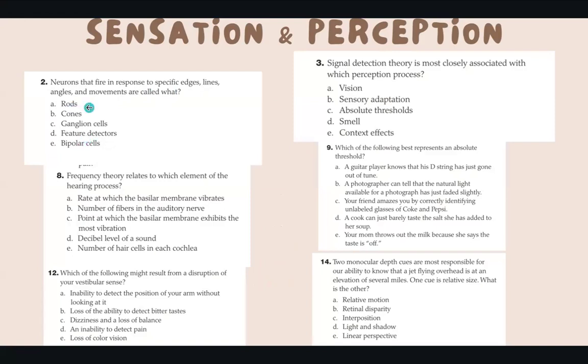Rods and cones are on your retina, and they are the photoreceptors, right? Rods and cones send their signal to bipolar cells, and then the signals go to ganglion cells, and then to your optic nerve and your brain. Feature detectors are, I think, in your visual cortex, and they respond to edges, lines, and angles. So they detect the features of what you're seeing. Okay, and then what's the next question?